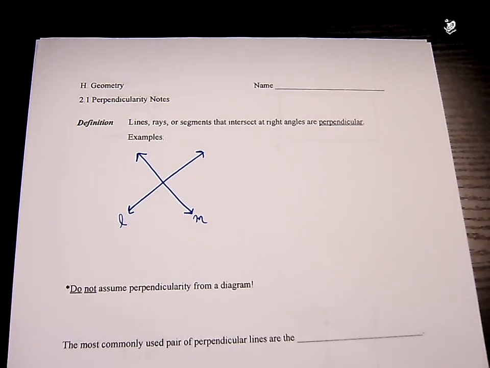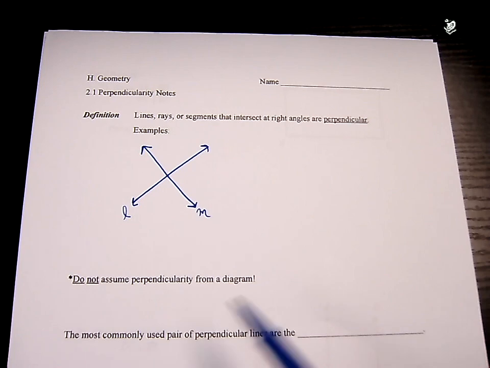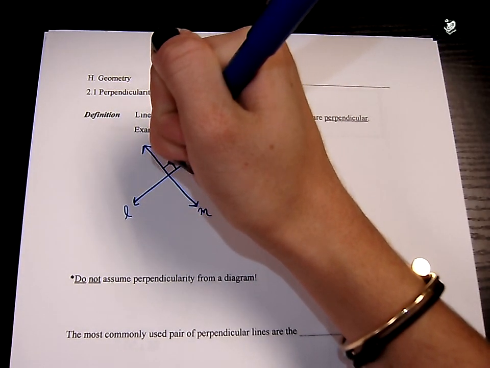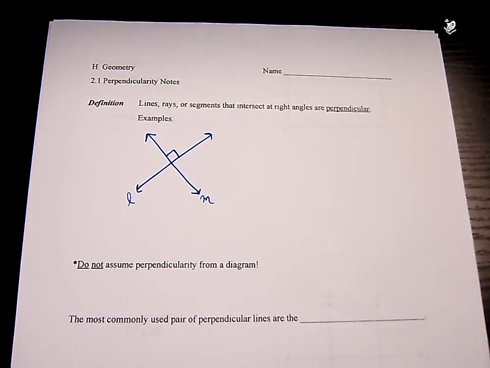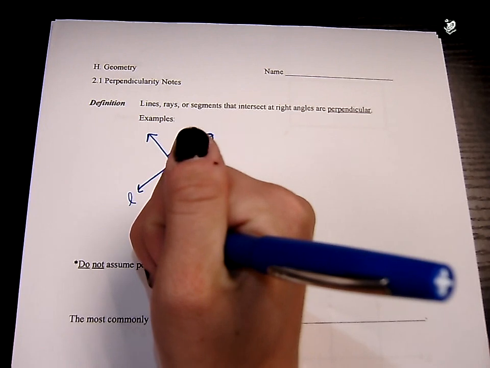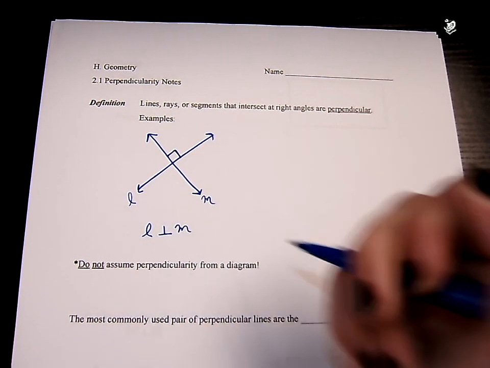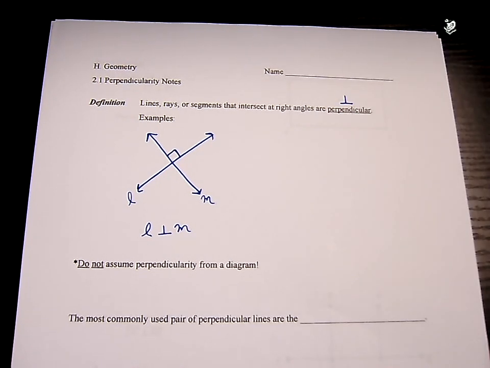So let's go through a few examples. Here I have line L and line M, and let's say that I told you that they formed a right angle. What we could actually write to show that they are perpendicular is L is perpendicular to M. This little upside down T is actually the symbol for perpendicular.